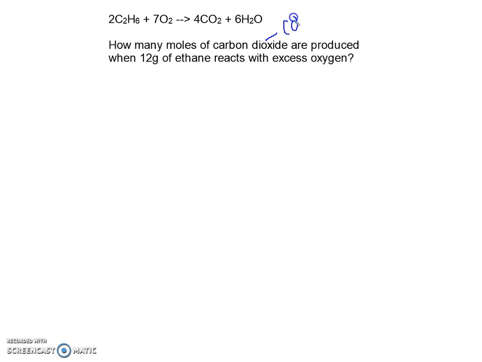I know carbon dioxide is CO2. Ethane has to be this one because the rest of them I know. That's oxygen, that's carbon dioxide, that's water. So that would be C2H6, and then oxygen's O2. It says excess oxygen, which means I have more than enough, so it really doesn't matter how much I have, so I'm just going to get rid of that.